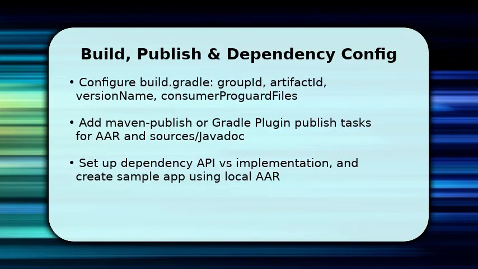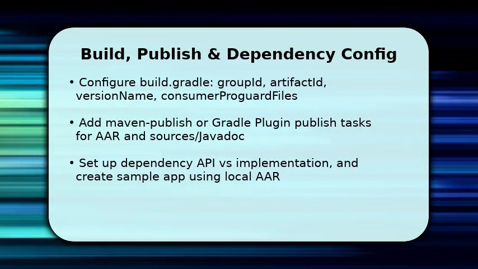Once your module compiles, configure the Gradle coordinates and publishing. Add group ID, artifact ID, and a clear version name. Use the Maven Publish plugin to produce an AAR plus sources and JavaDoc artifacts so consumers get docs.